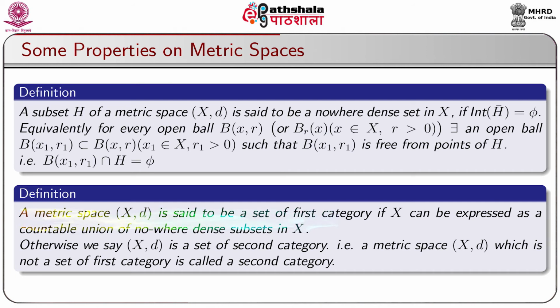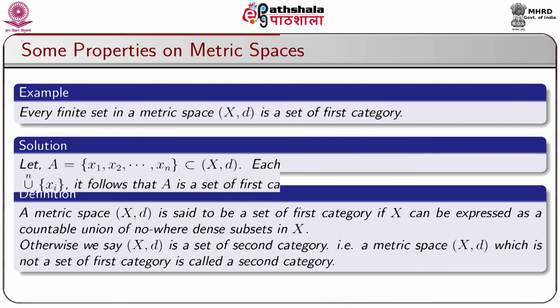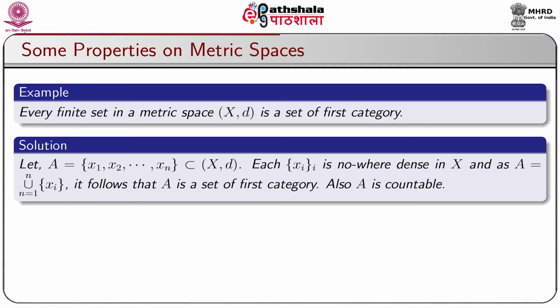A metric space (X, d) is said to be a set of first category if X can be expressed as a countable union of nowhere dense subsets in X. Otherwise, we say (X, d) is a set of second category, that is, a metric space (X, d) which is not a set of first category is called second category. As for example, every finite set in a metric space (X, d) is a set of first category.